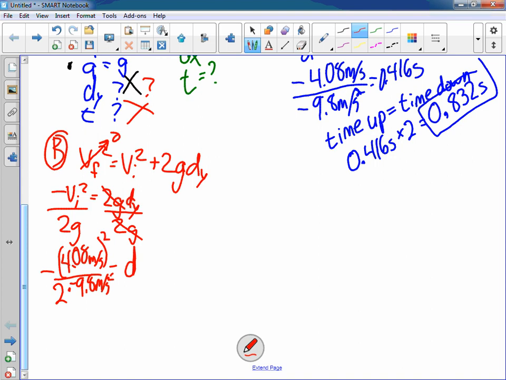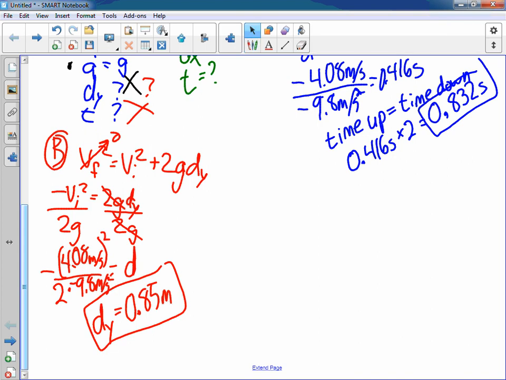We're signaling for SLS here. Okay, what have we got? 0.408 something. Is that not it? 0.408, never mind. I got 0.85 meters. Is that what other people got? Okay, good. So D, that's on the Y, equals 0.85 meters. Good? Right. Okay. So it went up a little less than 1 meter into the air.